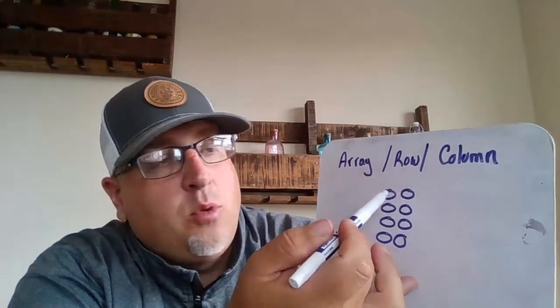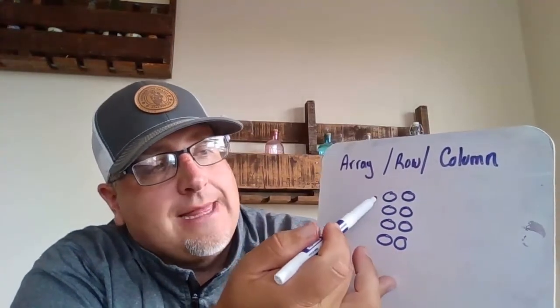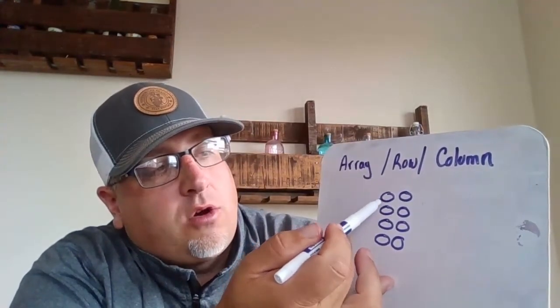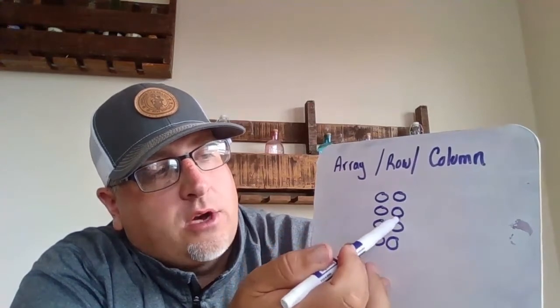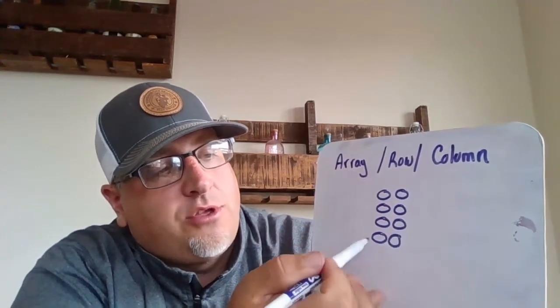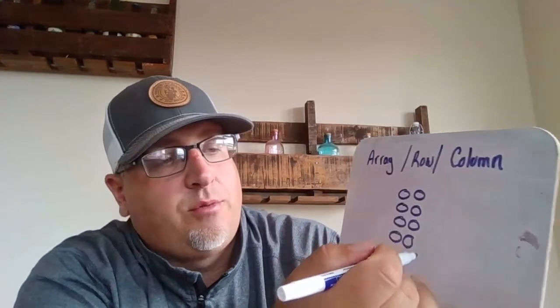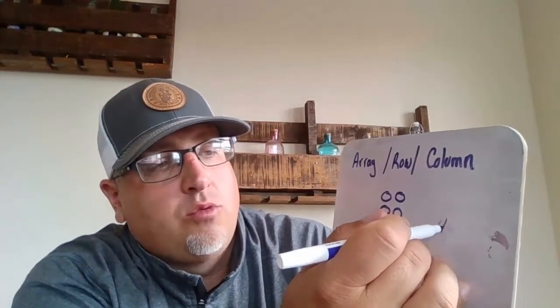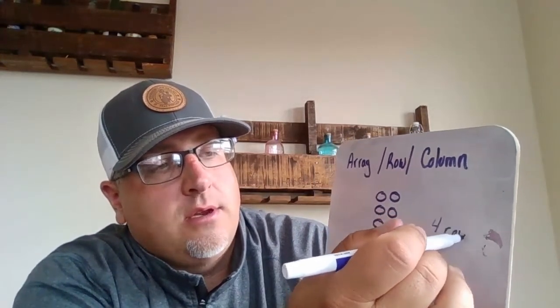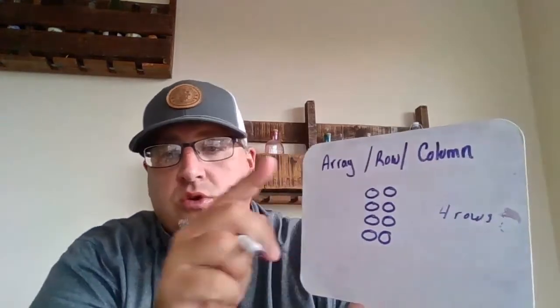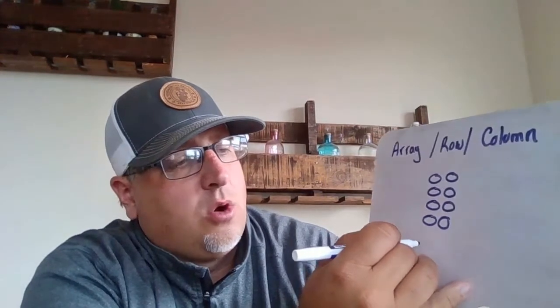We don't count them. We just look right across and we know that all the way across is 1 row. All the way across is the 2nd row. All the way across is the 3rd row. All the way across is the 4th row. So we have 4 rows in this array. And rows go across, like we said.